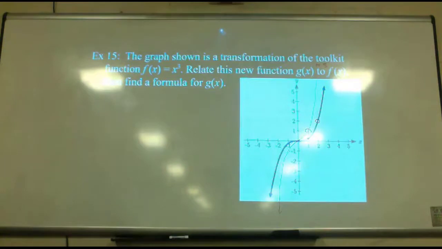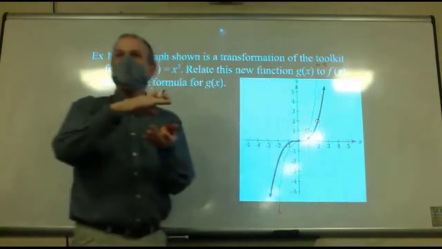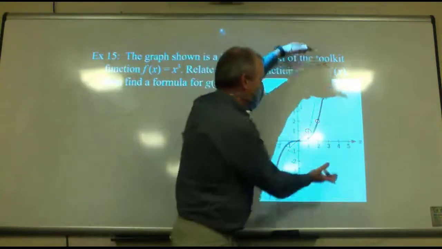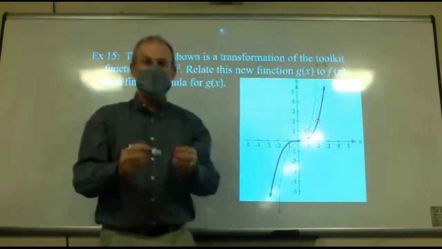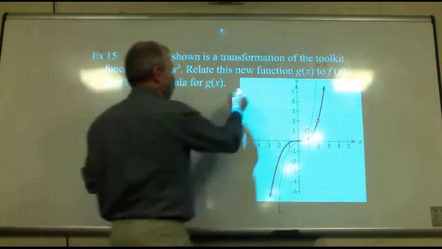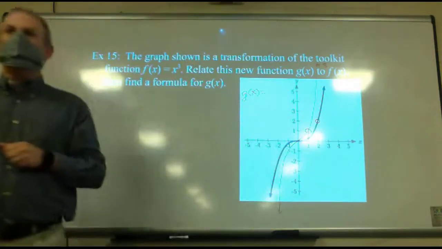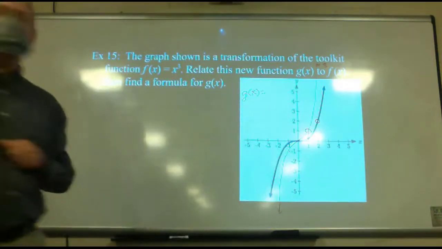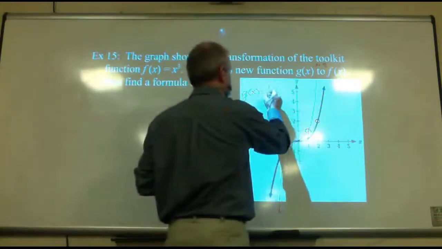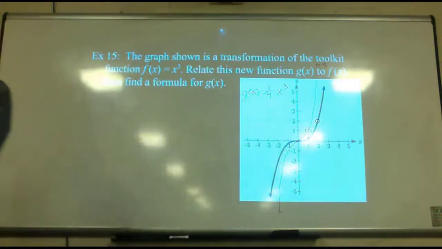So notice where this one is. This used to be at 1. Now it's down at 1/4. This used to be at 8. Now it has shrunk down to just 2. So everything got multiplied by 1/4. So our formula, g of x, would equal 1/4 x cubed. 1/4 times x cubed. And again, that 1/4 is not grouped in with the x. There are no grouping symbols there. It's shrinking it vertically. It's affecting the y values.